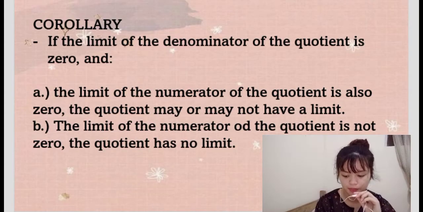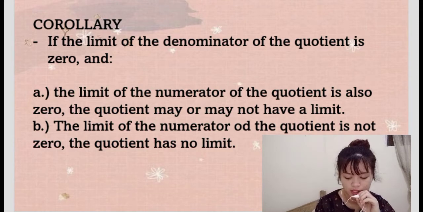So, corollary, if the limit of the denominator of the quotient is 0, and the limit of the numerator of the quotient is also 0, the quotient may or may not have a limit. Second, if the limit of the numerator of the quotient is not 0, the quotient has no limit.